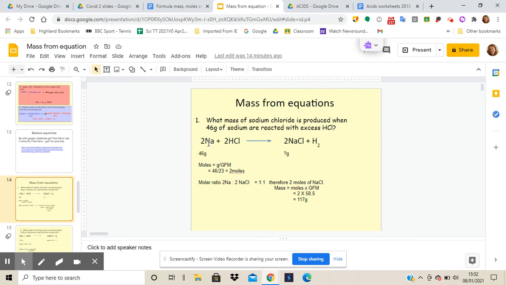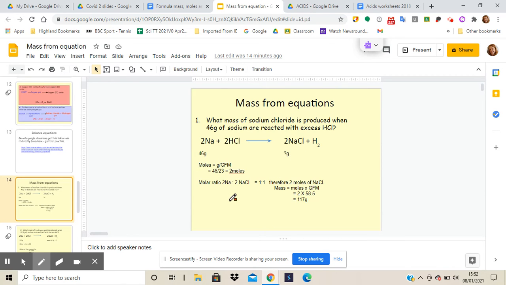What you need to do is you read the question. Underneath each bit, write the information from the question. So, for example, here we've been given 46 grams of sodium. I've written 46 grams underneath the sodium. What do we need to find out? Oh, the mass of sodium chloride.